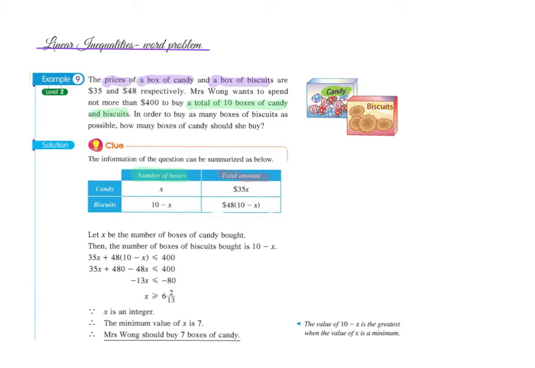So we see we have the number of boxes, so we have the total. But of course, in this case, the total is already 10. That means added together it is 10 boxes in total. So one box of candy will have $35, and then x boxes, just multiply by 35. And the biscuits multiply by 48. So you will see we know the total amount of candy and biscuits.